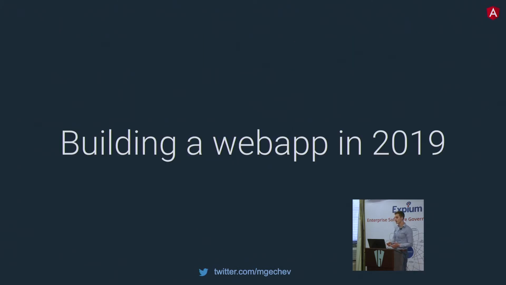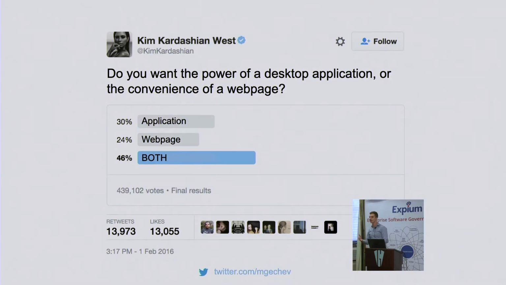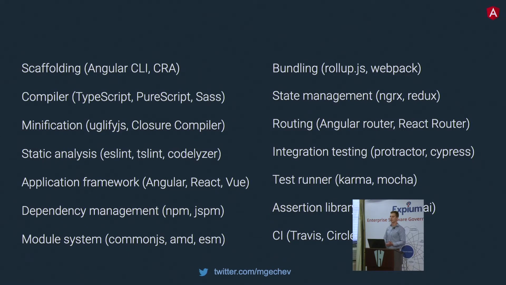Building a web application in 2019 now is slightly more complicated because, well, developers want both. They want the convenience of web apps, and they also want the power of desktop applications. So now in order to build a web app, we usually need to pick a programming language because, well, JavaScript is not ideal. And we often need a type system. After that, this language needs to be compiled, so we need a compiler. We need a framework often. We need to compile the assets of the framework. We eventually need to build everything together with a bundler. We have different test runners. We have assertion libraries, different CIs, and so on and so forth.